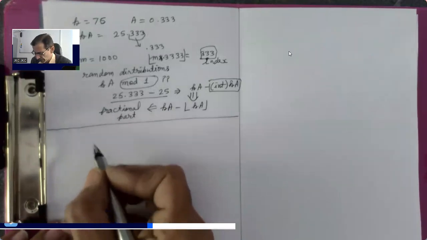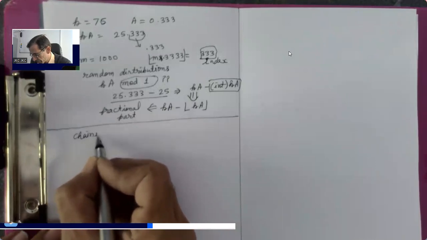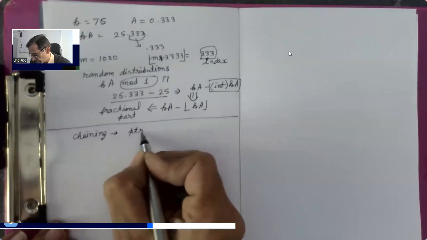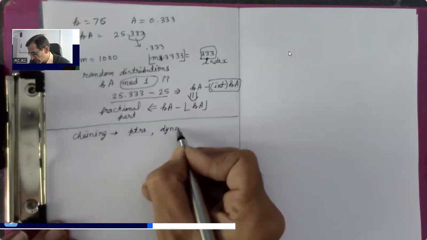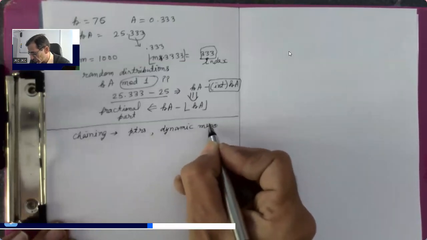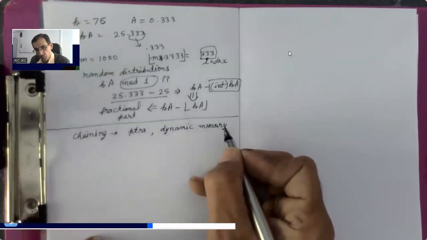Having said that, let's continue to talk that we talked of chaining as a solution. But chaining has its own requirements. One, it requires pointers. Secondly, it requires dynamic memory. The dynamic memory which is being used correspondingly for the overflows. Whenever there is a collision, we need to allocate one extra node.